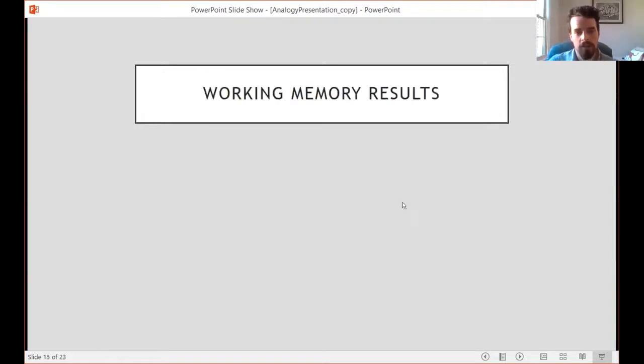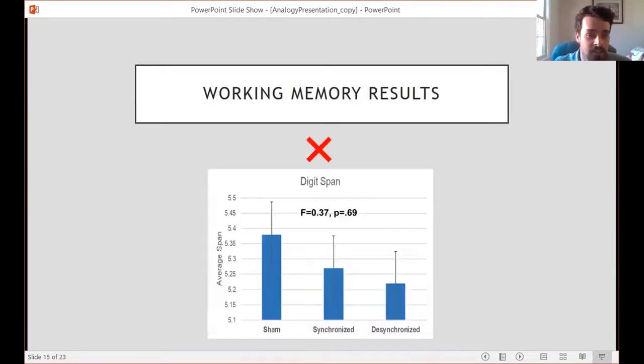However, the results did not necessarily pan out that way, but that's very common with a lot of brain stimulation studies. So with the working memory results, we actually didn't see a significant effect across the different conditions in terms of the digit span. So we did not replicate prior findings that stimulating this network at theta improves working memory. And this is actually very common within the field of brain stimulation. A lot of these effects don't replicate. Many are small samples, and there's also just a lot of variability with brain stimulation.